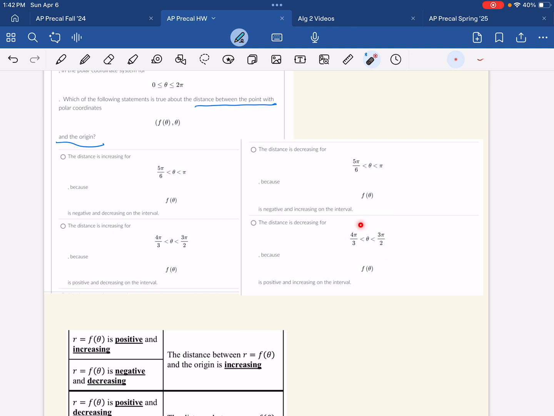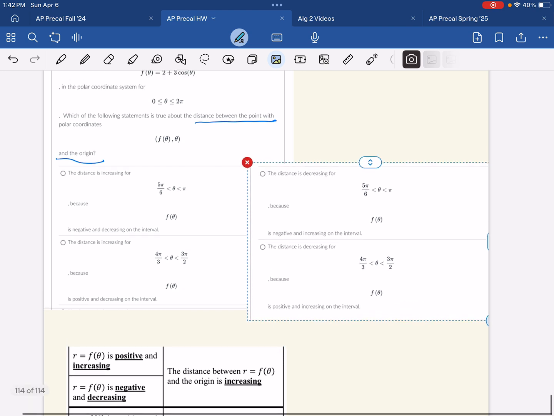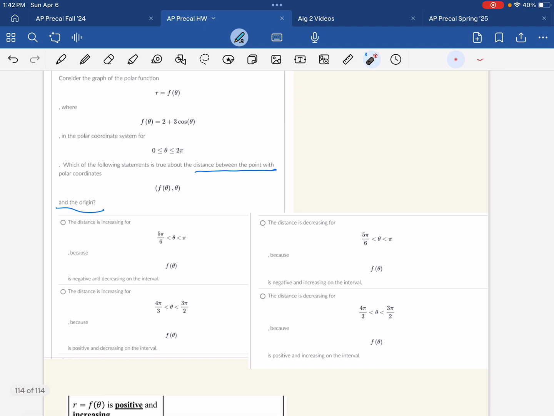Okay. And then let's read what it says. The distance for this interval, what is true? The distance for, hang on, sorry, I'm trying to remember what it just said that we're trying to do here. We're trying to see which of the statements is true about the distance between the point with polar coordinates.